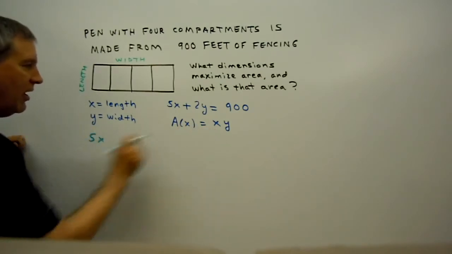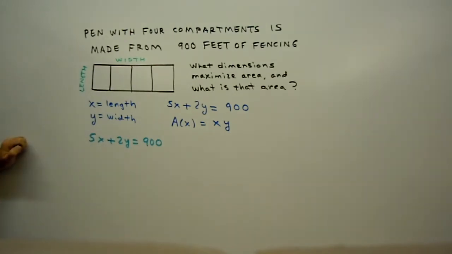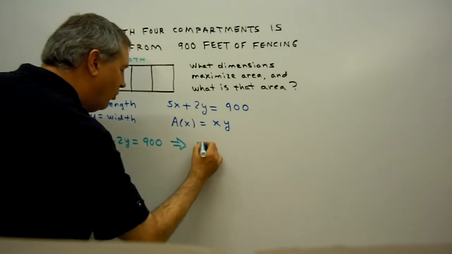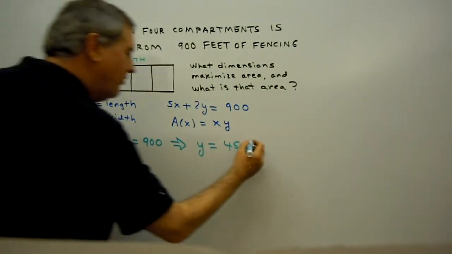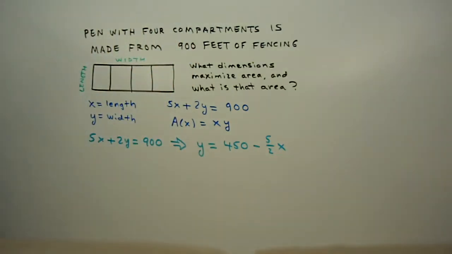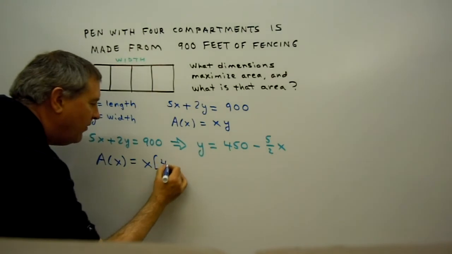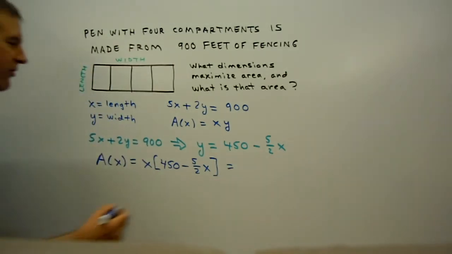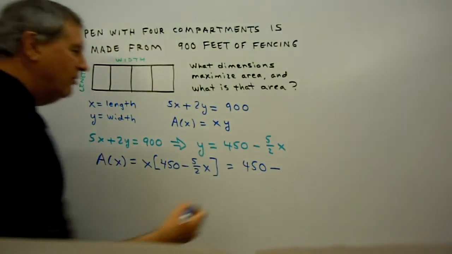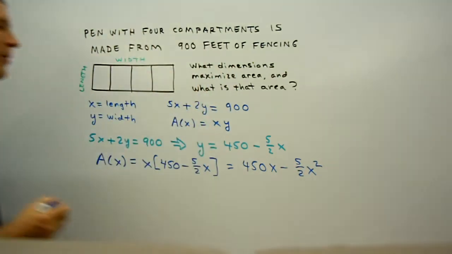So what we can do is we can compress this to an equation with only x's in it by solving for y and substituting. So we got 5x plus 2y equals 900, which means that if we solve for y, subtracting the 5x and dividing everything by 2, we get y is equal to 450 minus 5 halves x. And what that gives us is that the area is going to be equal to x times 450 minus 5 halves x, or in other words, the area in terms of just the x is 450x minus 5 halves x squared.